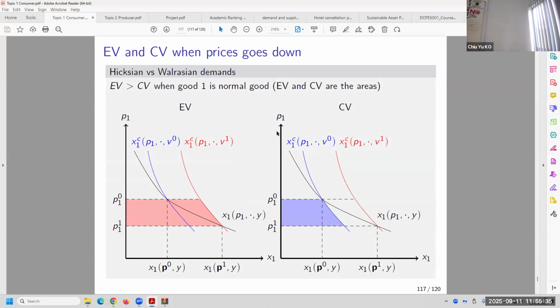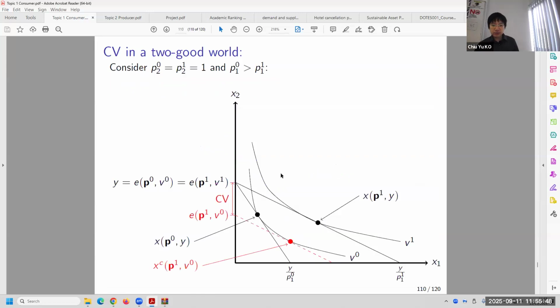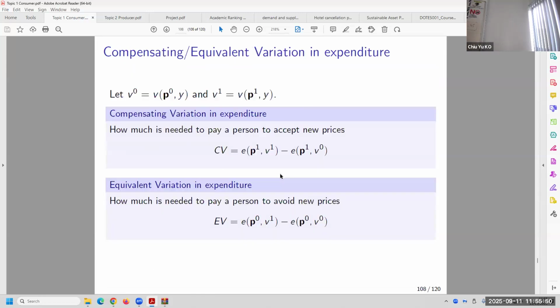And I would tell you that there are two ways to measure this, and consumer surplus is in the middle. I'm not going to go into detail, but they are called CV or EV.